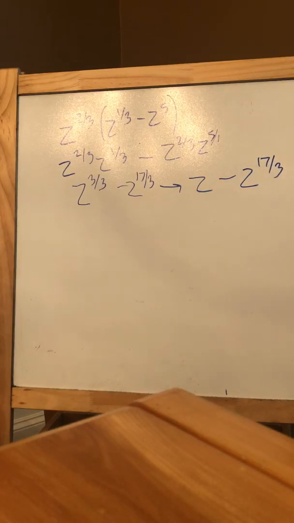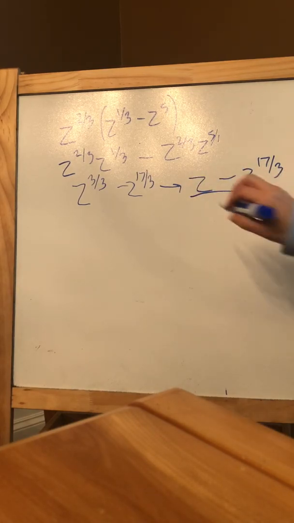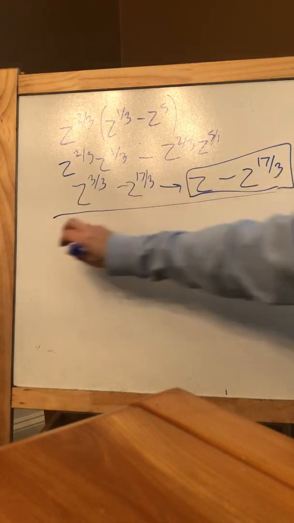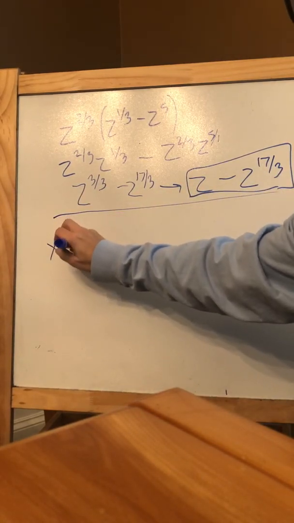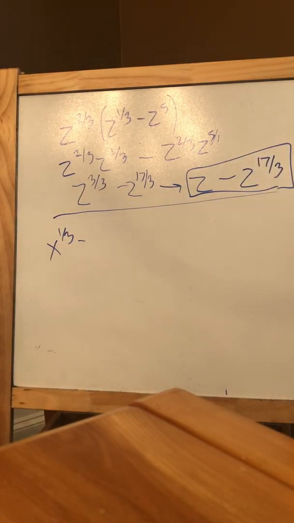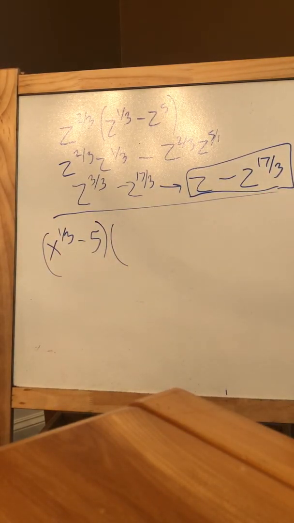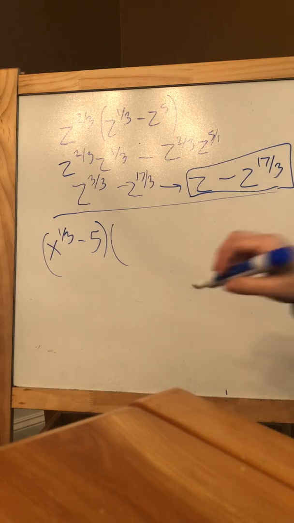Okay, moving on to our next example, because this is as far as we can, let me box that. This is as far as we can take this one. So let's look at B. Now we're gonna have two things to distribute. So we have x to the 1/3 minus 5, okay? And over here we have x to the 1/3 plus 2.